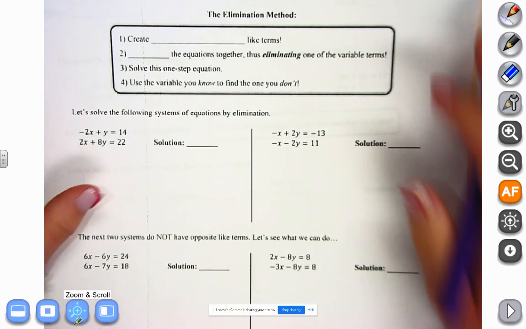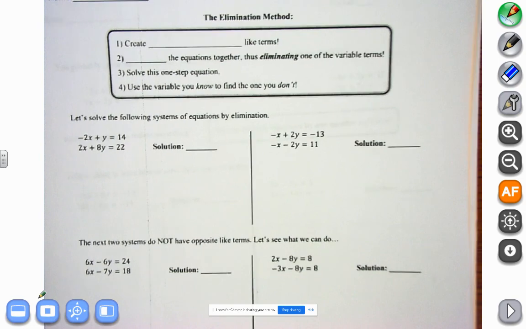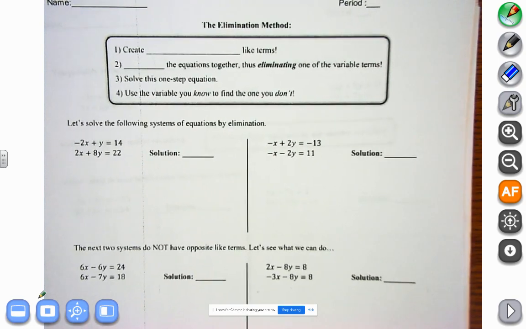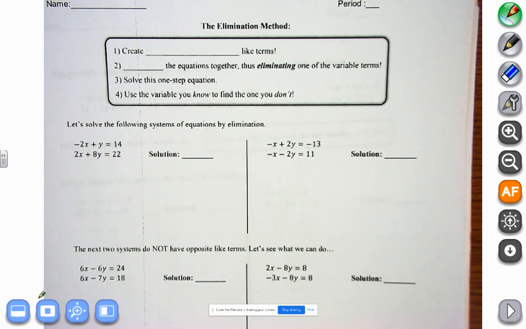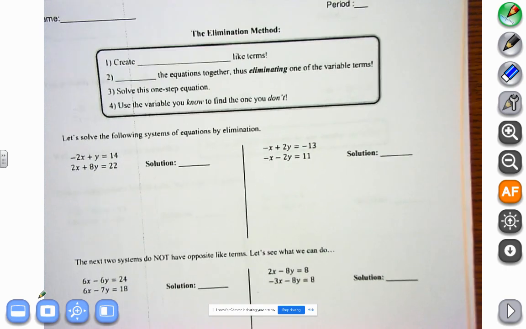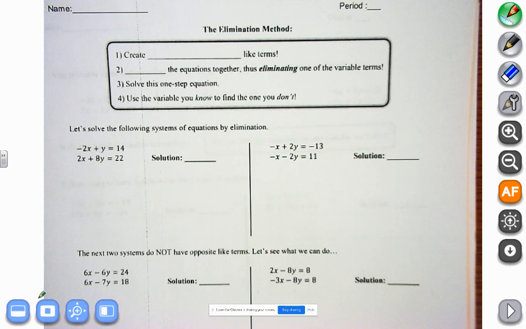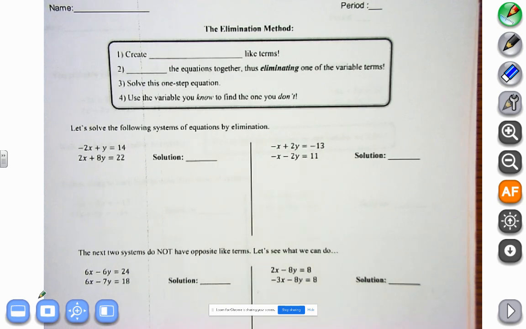Okay, so we are going to start our elimination method notes now. So now that you've seen the difference between elimination and substitution, we're going to be working with just elimination. So this is a little guided notes section, and if you notice, it tells you the steps in which you're going to work on the elimination method.